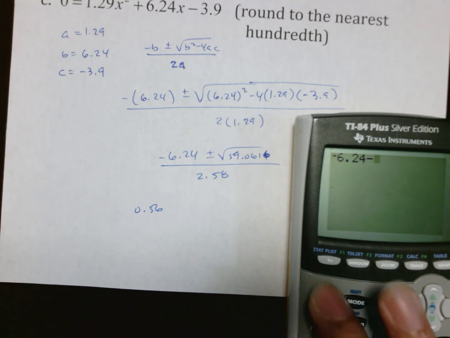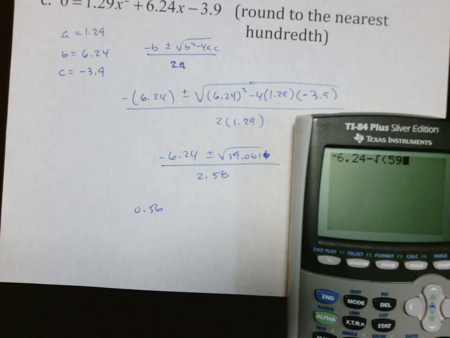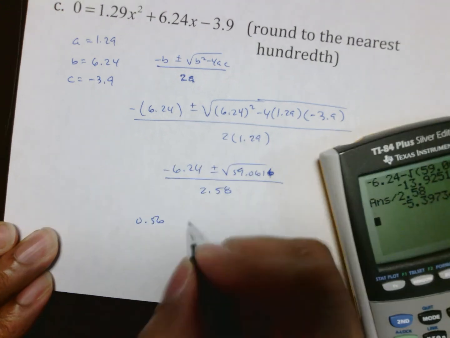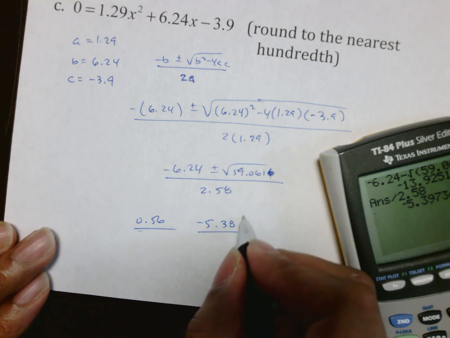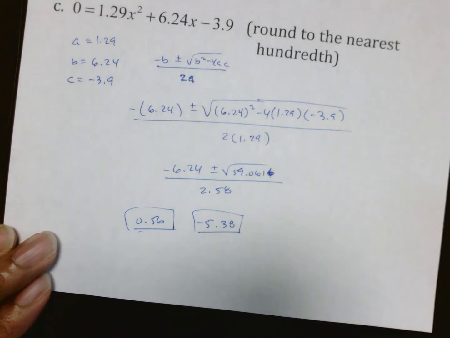And then you have -6.24 minus square root of 59.0616 equals divided by 2.58. So your second answer is -5.38. And that would be your two solutions. That is where we go.